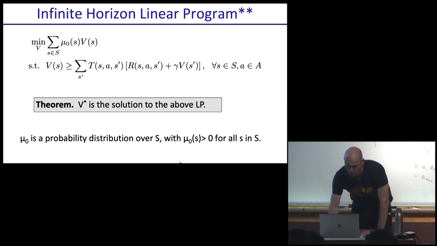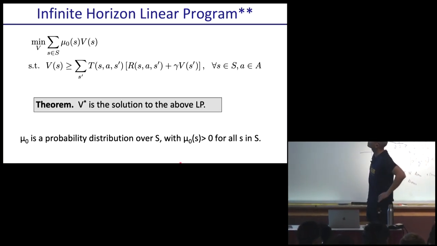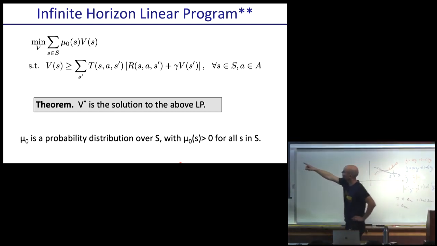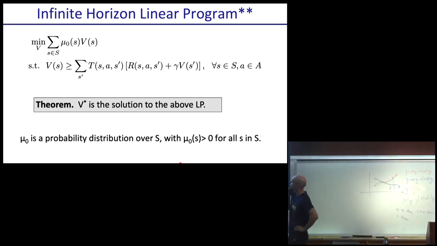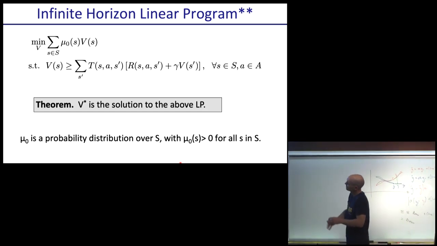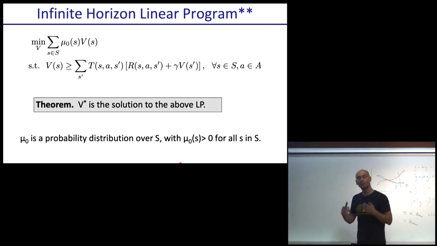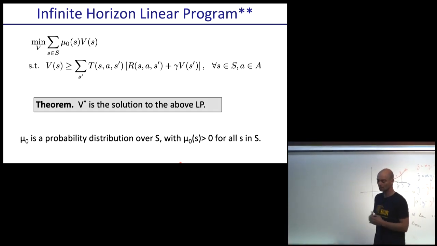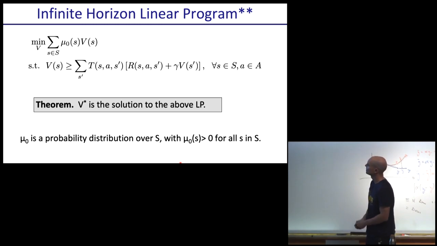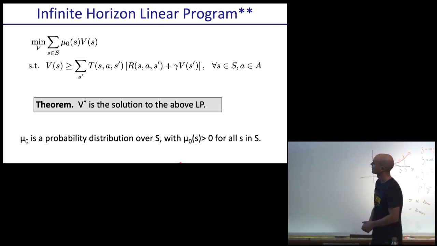Linear programming formulation looked like this. Minimize a positively weighted sum of values such that the value is bigger than the Bellman update value. So we're pushing this down against the Bellman update value. And the lowest one satisfying this will satisfy with equality. And so we have the optimal solution to the problem we're trying to solve, the optimal value function for this MDP.